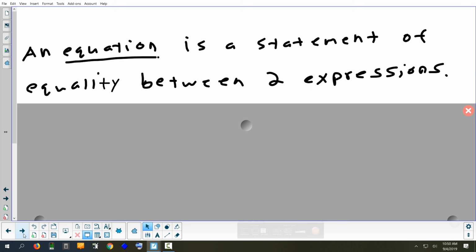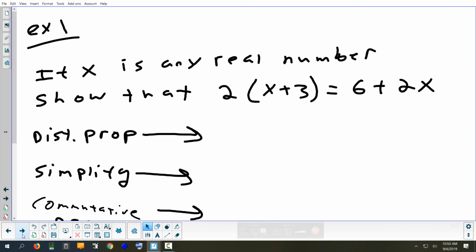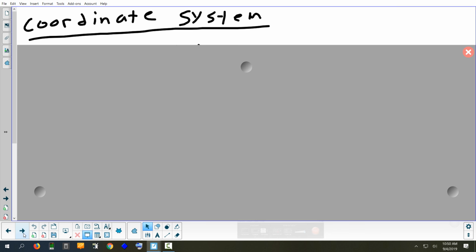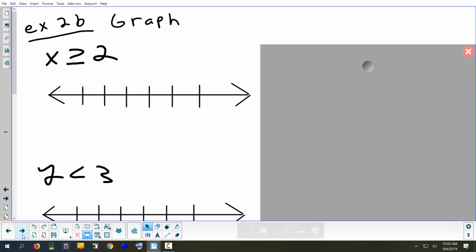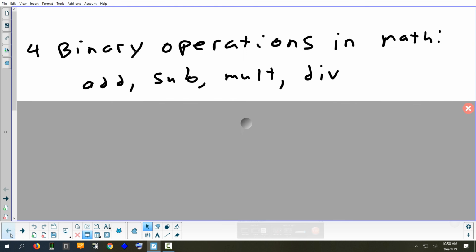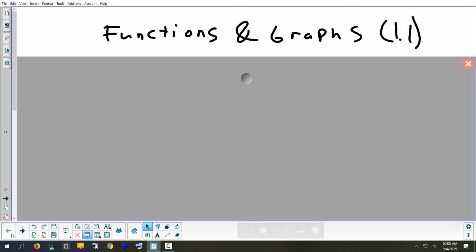So we're going to talk about what an equation is, the distributive property, commutative, associative, a few names of properties, and then graphing with open circle, closed circle. So this section is kind of a mix of review topics. In fact, most of chapter 1 I think is review, so we'll go through that kind of quick. But when we get into chapters 2, 3, we'll definitely slow down.